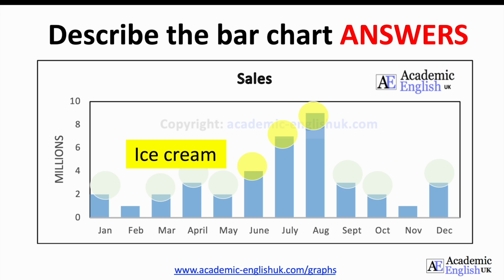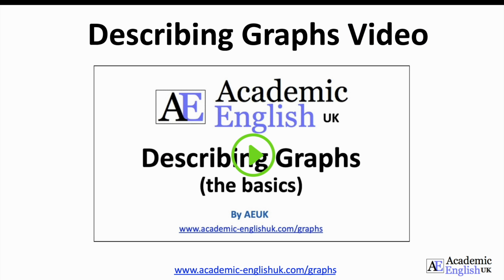Right, so that was the basics of analysis and evaluation. But just before we go any further, we have made another video on describing graphs, the basics. This video will give you information on labeling graphs, language for describing graphs, and graphical verb collocations. You need to know this for the next part of this video. The link is on the screen, but also in the description below. So if you're not completely sure how to describe a graph correctly, then watch this video first.